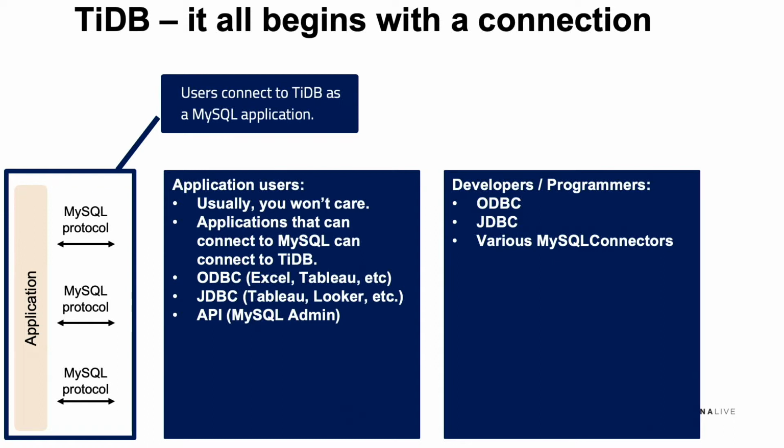Next, we can connect with ODBC, that's for your Excel, your Tableau users. JDBC connections work and you'll use MySQL drivers to do the connections. And you can use APIs, which are like the MySQL admin. So the big takeaway here is that your MySQL clients connect. Developers and programmers, you can use ODBC, JDBC, and various MySQL connectors, like the Python connector, the C++ connector, and that. So now we've got a client.